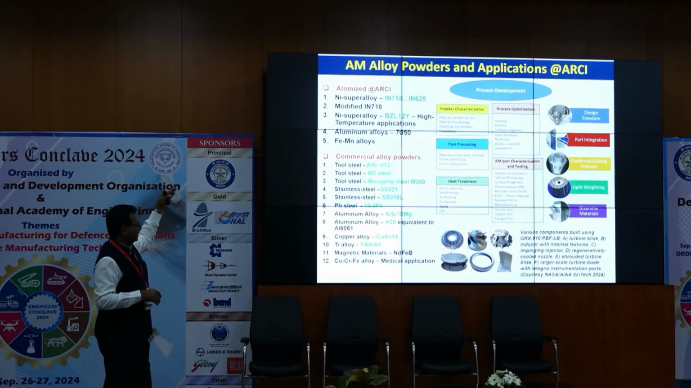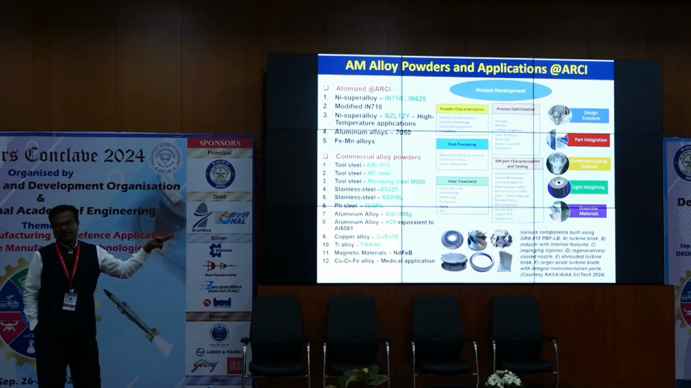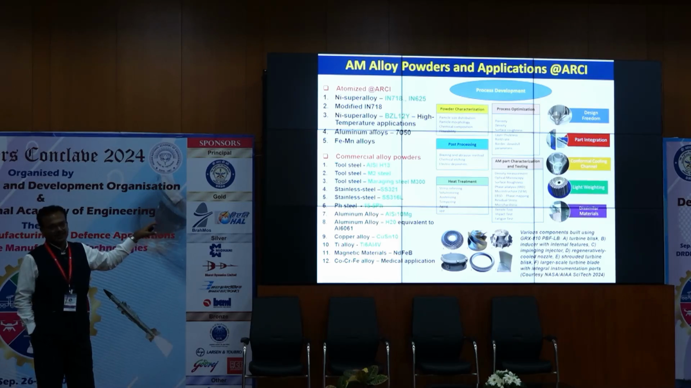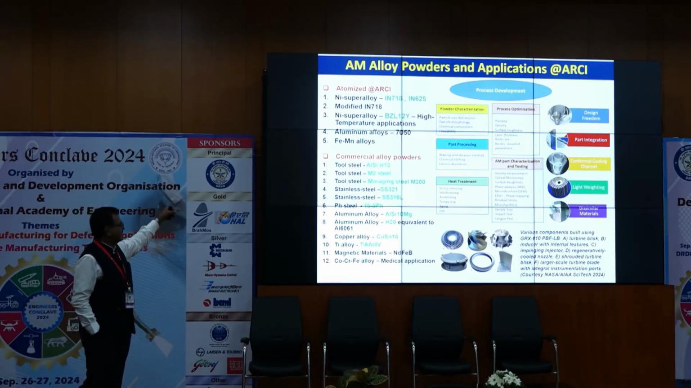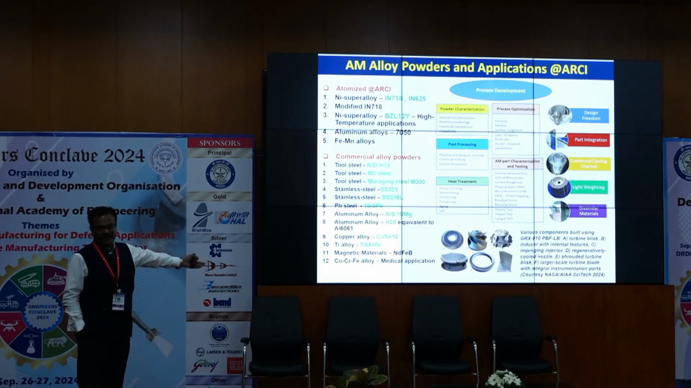So what we have done in ARCI: the top portion shows five alloys, nickel-based superalloy 718 and 625. We have also done a modified 718, then BZL 12, a Russian grade alloy, and then aluminum alloy 7050, which is not AM friendly, but we designed the composition and tweaked the alloy. In the morning lecture we saw that we have to tweak it. Then we produced the powders, printed them, and made the alloy AM friendly. Other commercial powders we are working on are essentially tool steel, stainless steels, EH steels, aluminum alloys, copper alloys, magnetic materials, and even NdFeB, which we also printed.